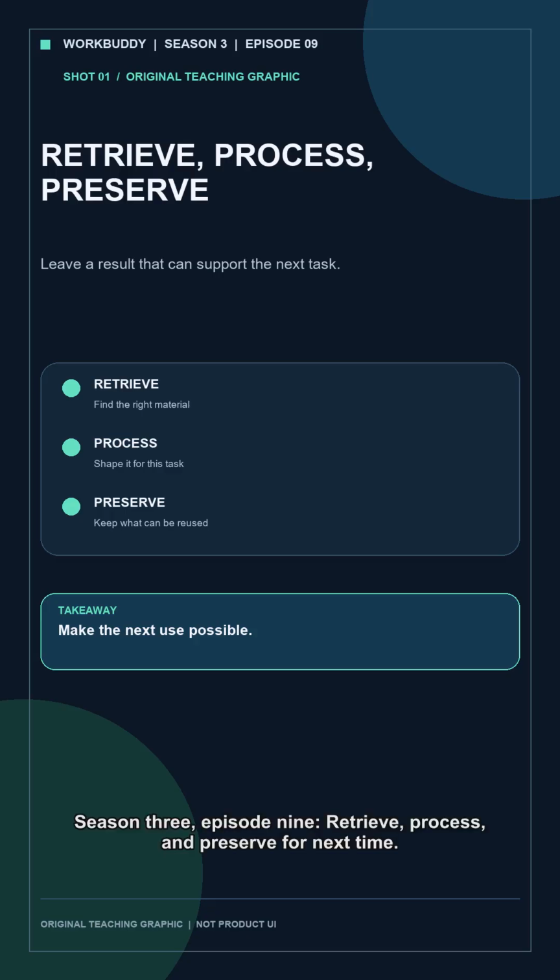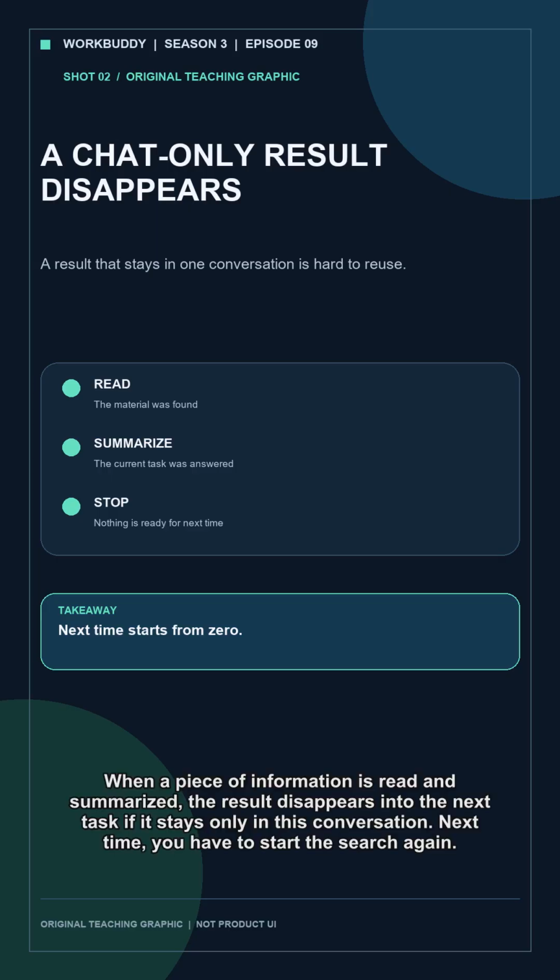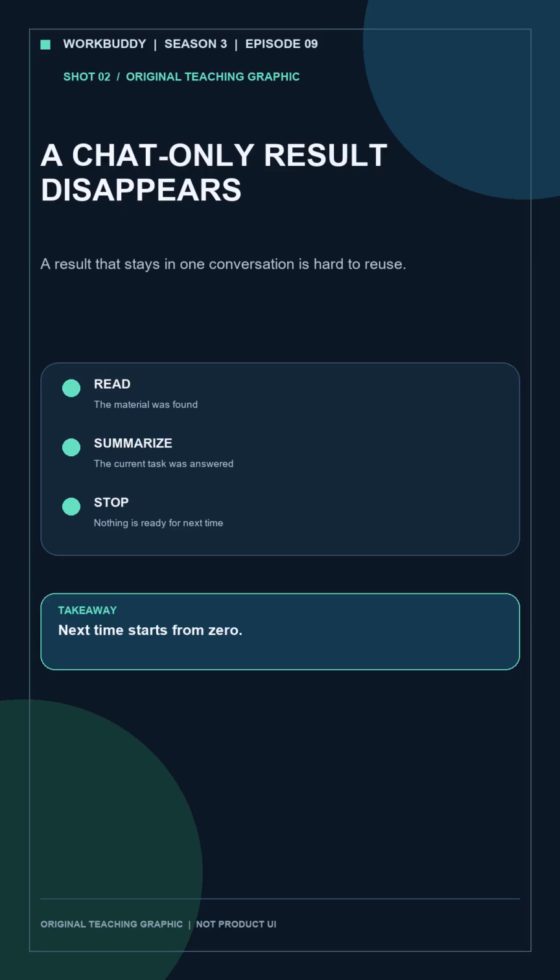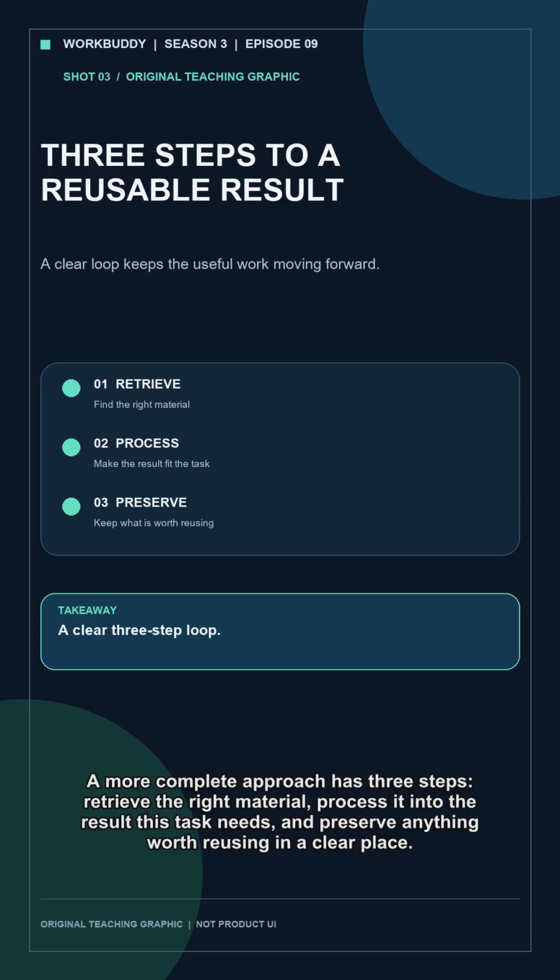Season 3, Episode 9. Retrieve, process, and preserve for next time. When a piece of information is read and summarized, the result disappears into the next task if it stays only in this conversation. Next time, you have to start the search again. A more complete approach has 3 steps. Retrieve the right material, process it into the result this task needs, and preserve anything worth reusing in a clear place.